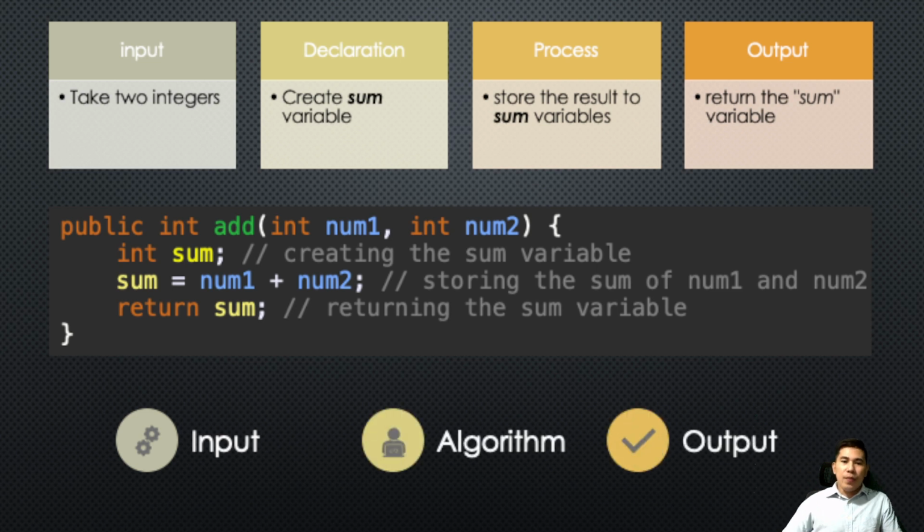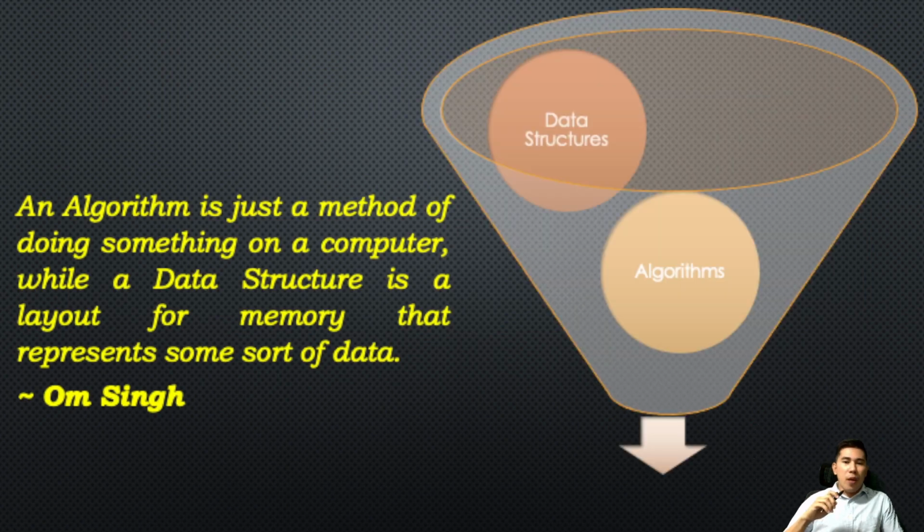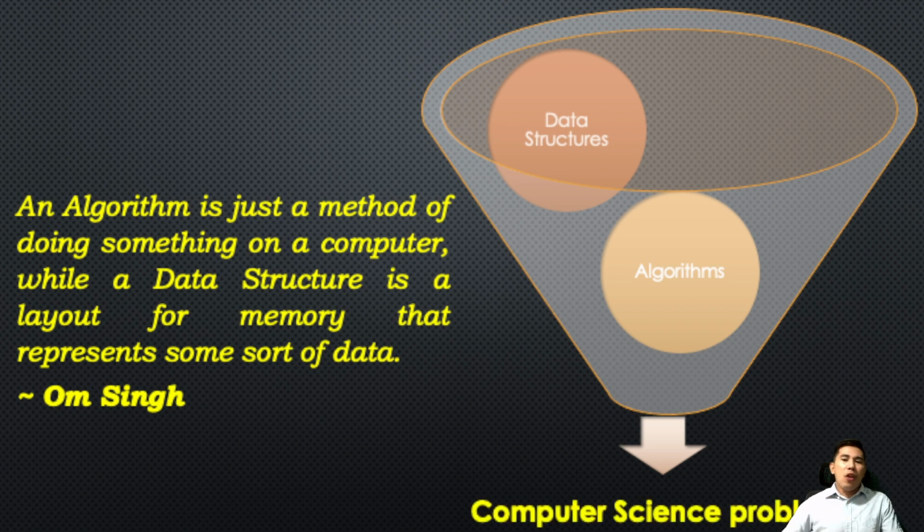Both data structures and algorithms are needed to solve computer science problems. Algorithm talks about the way of solving a problem, while data structure is organizing and managing the data using which we are solving the problem. Algorithms are like verbs, and data structures are like nouns. According to OMSI, an algorithm is just a method of doing something on a computer, while a data structure is a layout for memory that represents some sort of data.